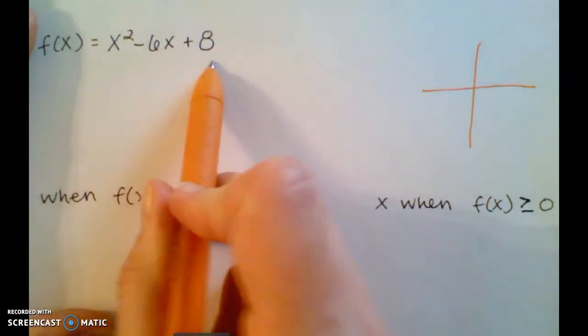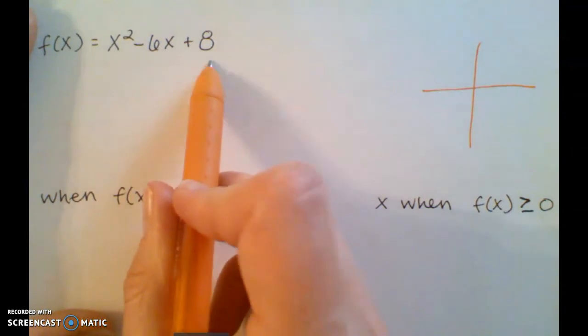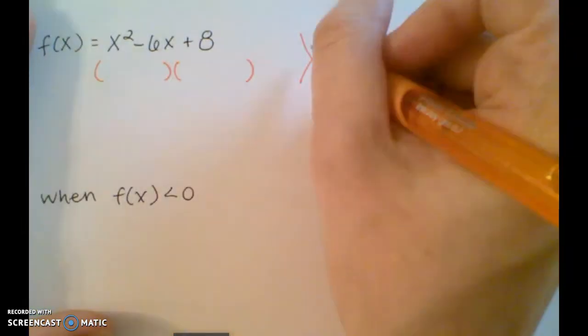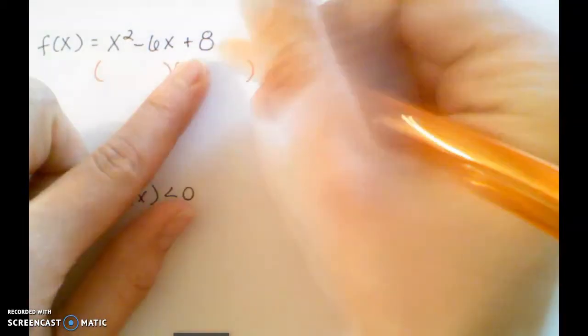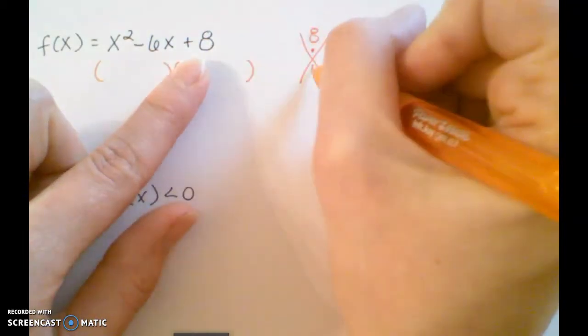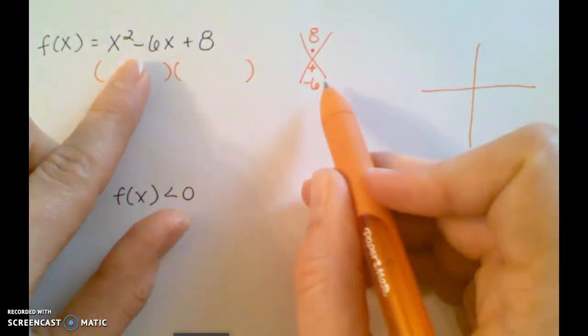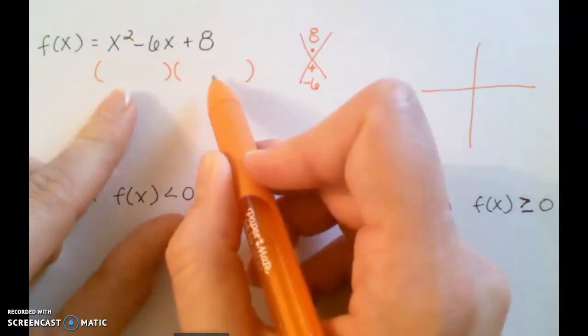Well, how can we find the zeros of this? We can factor it. So let's remember factoring. Some of you like to use the x method. Remember, with the x method, we multiply to get the top, which is 8. We add to get the middle, which is -6. If you do not know the x method, that's okay. Just use guess and check.